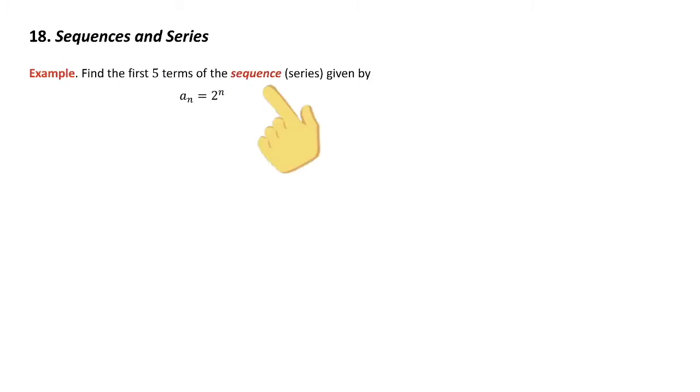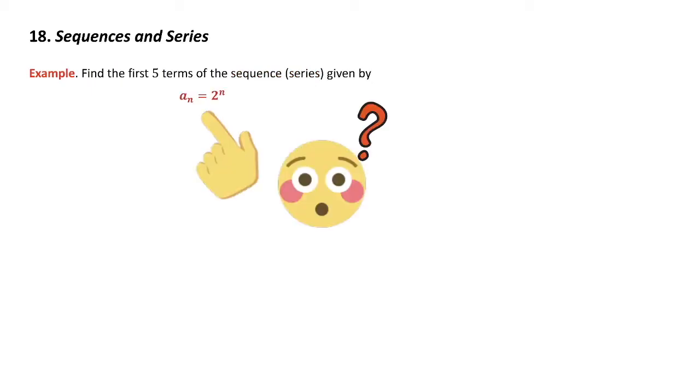So sequence and series are going to be our last topic. So let's jump in and just see what we're doing. Okay, we want to find the first 5 terms of a sequence, and we'll talk about what that means. And the series, again, we'll talk about that, given by this.